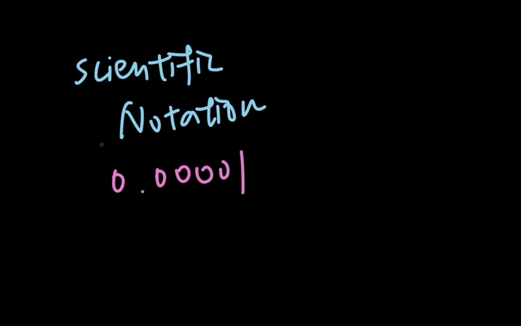So let's say we have something like 0.00001. We have so many zeros and this is a really small number, but we can simply write it as 1 times 10 to the power of -4. So this is the scientific notation form of 0.00001. So how do we convert a number into its scientific notation?